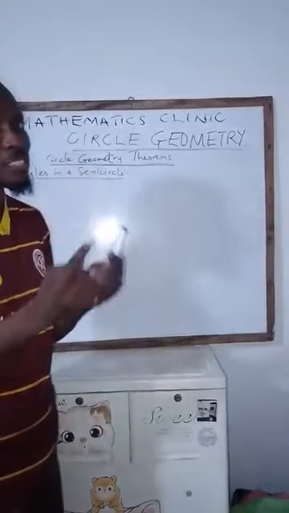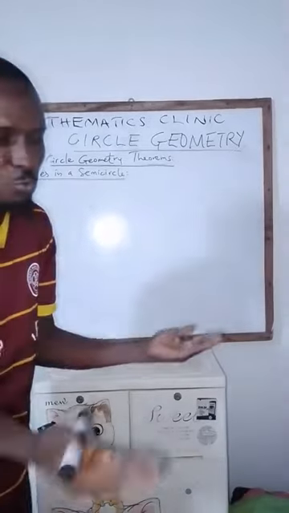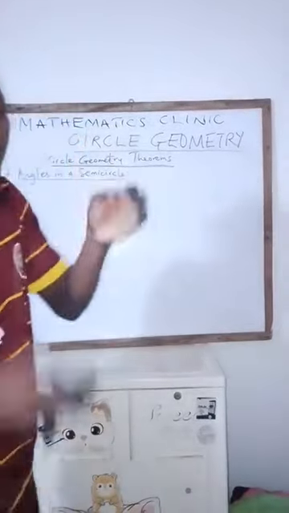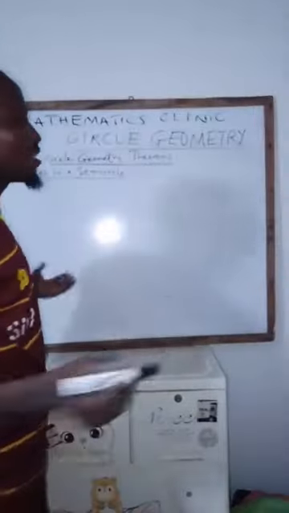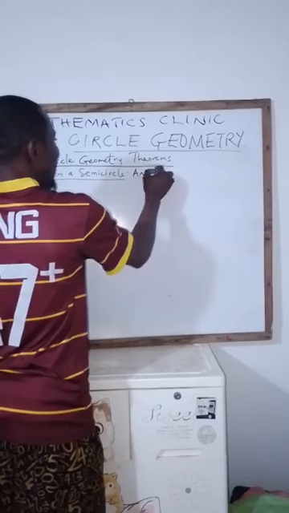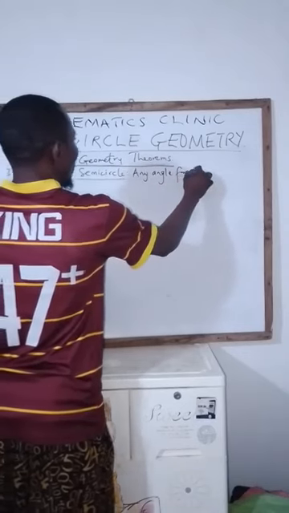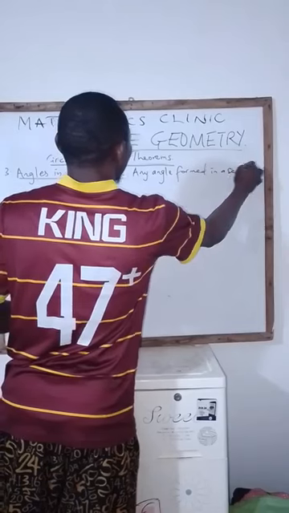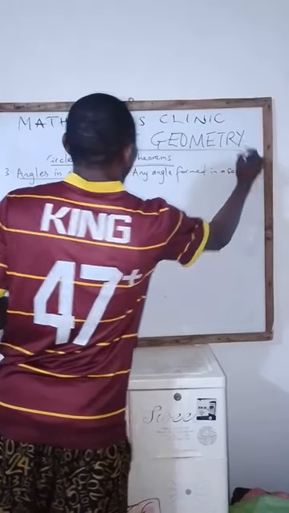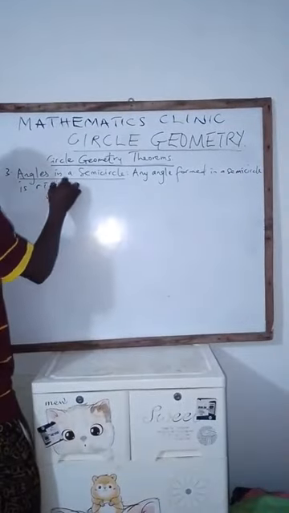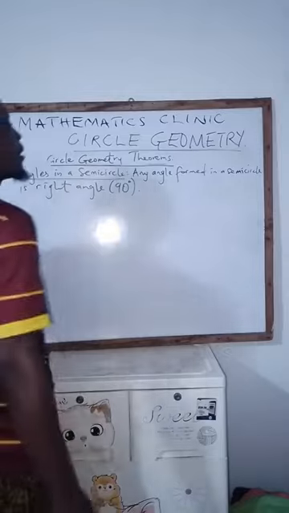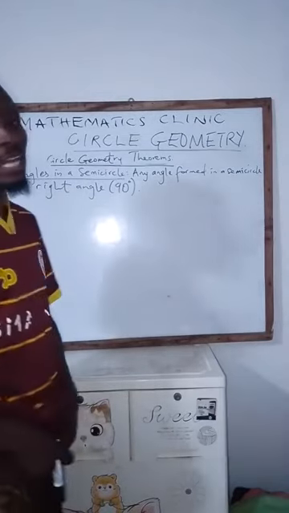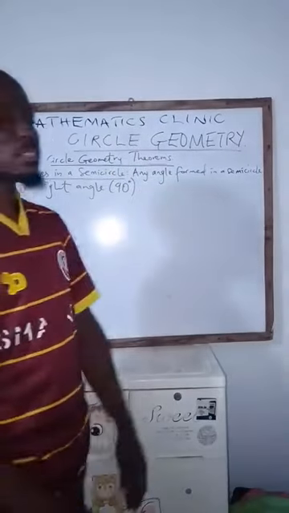Remember, I told us a semicircle is half of a circle. The theorem is saying, any angle formed in a semicircle is a right angle, meaning it is 90 degrees. That is just theorem number 3 in circle geometry.